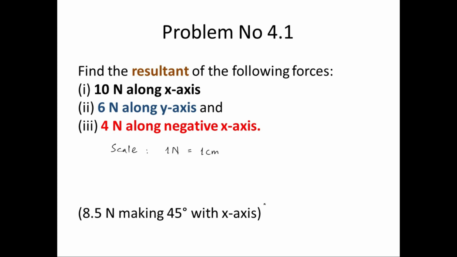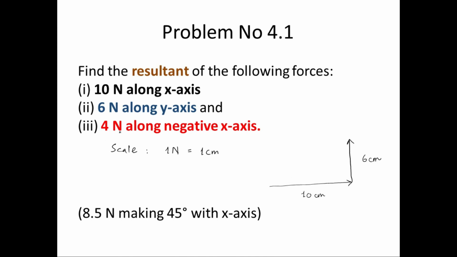Now draw a 10 Newton along x-axis. So as 1 Newton is equals to 1 centimeter, here draw a line of a length equals to 10 centimeter in the direction of x-axis, the positive x-axis. Now draw the second vector in the direction of y-axis, having the length of 6 centimeter.